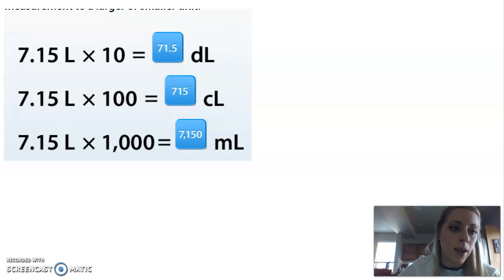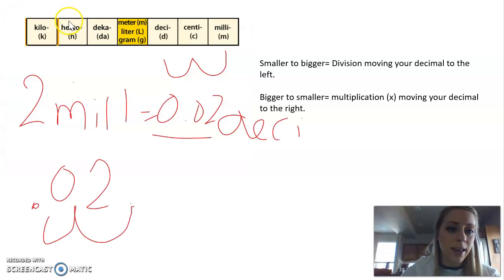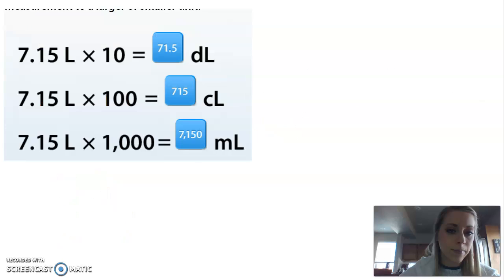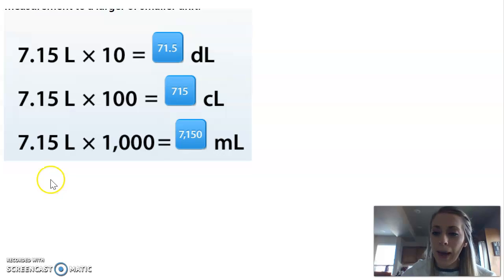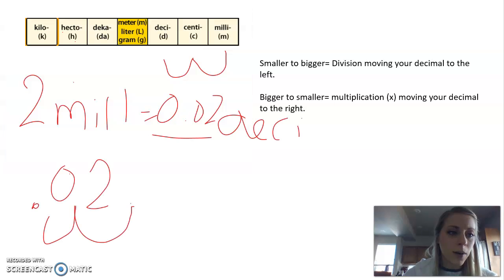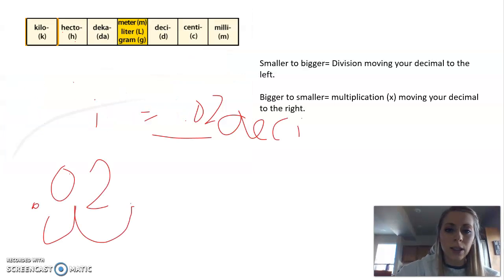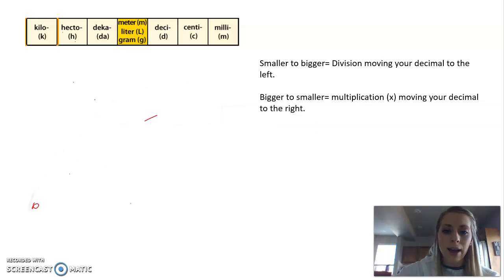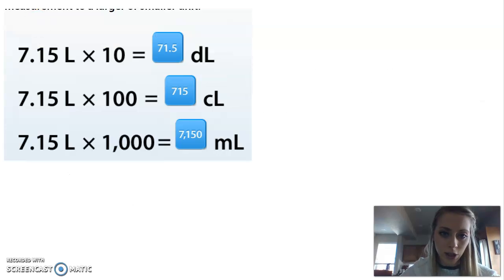All right, so I'll just click back and forth between my chart because I do not have my chart copied on this page. But this time we are going from liters to deciliters to centiliters to milliliters, okay? So if I come back here, let me erase this quick so we don't get confused. If I come back to my chart, okay, we are again going from liters to deciliters first, okay?